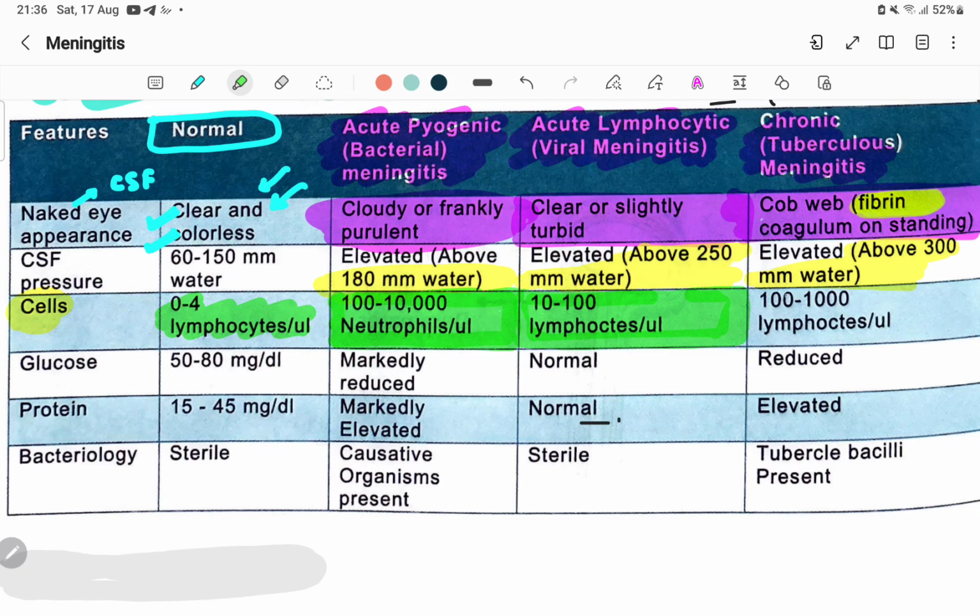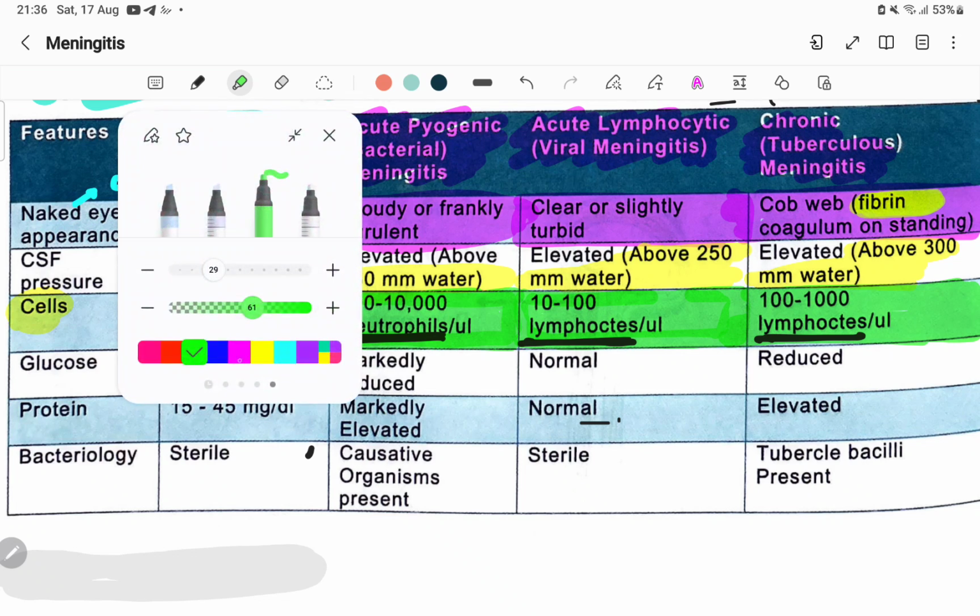And in tuberculous meningitis there are also 100 to 1000 lymphocytes, important. In both of these we have lymphocyte presence, but in bacterial meningitis we have neutrophils. Here neutrophils, here lymphocytes and here lymphocytes. Understood? This is important, remember.